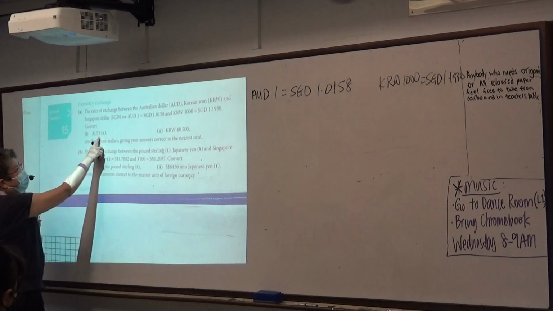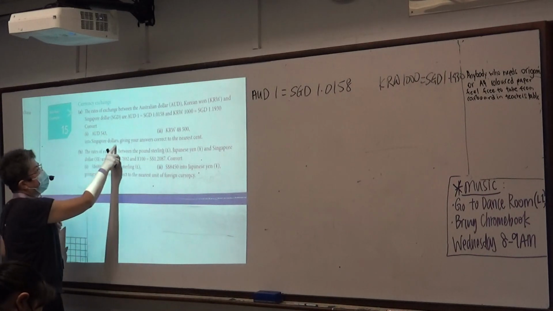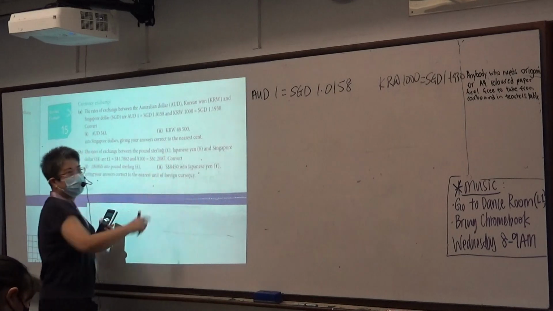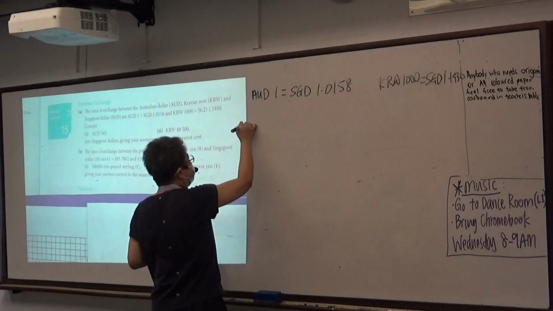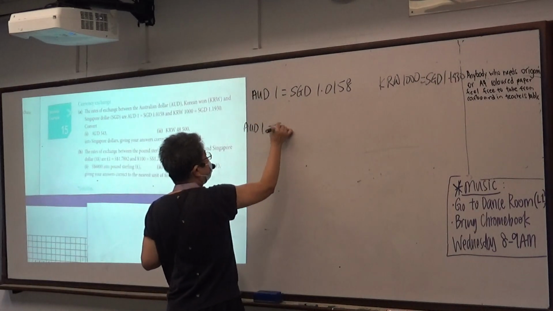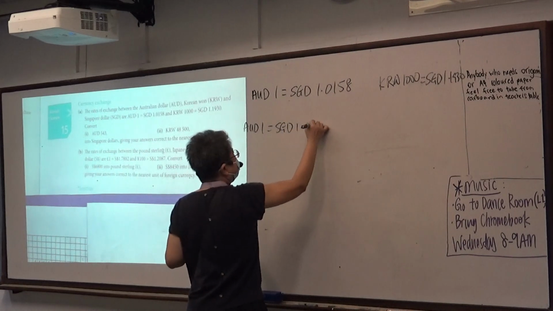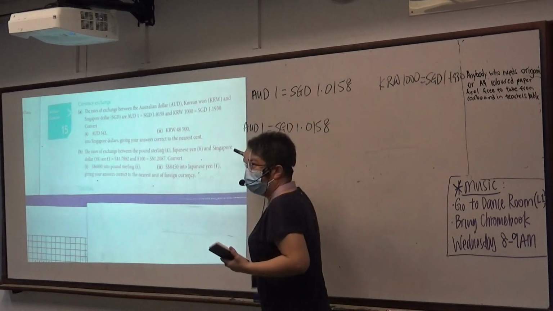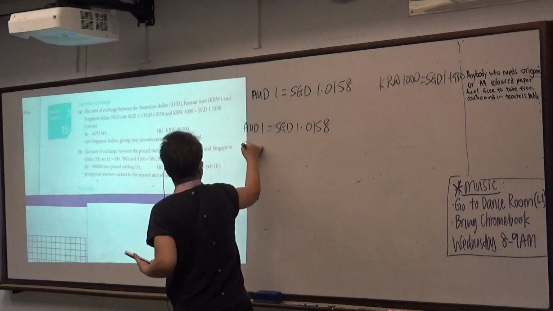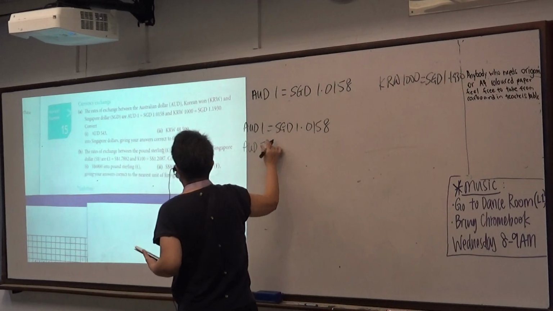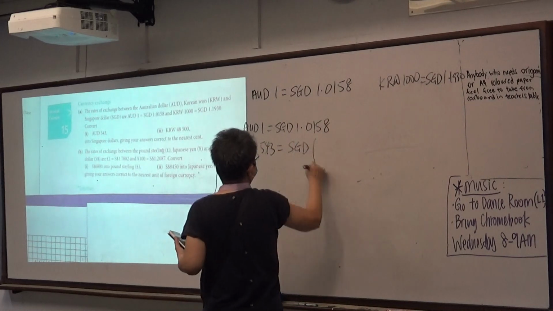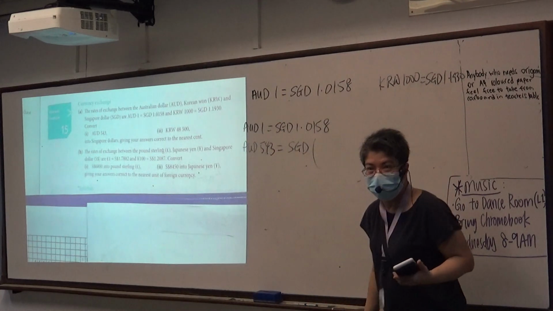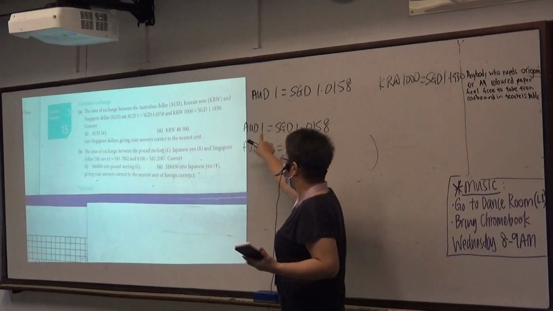Convert Australian dollar to Singapore dollar, giving your answers to the nearest cent. Nearest cent is 2 decimal places. Okay, all of you look up. I always write the one that I want over here. Can you see I'm changing Australian 543 for SGD 1, right? Correct? It's always this over this times this.